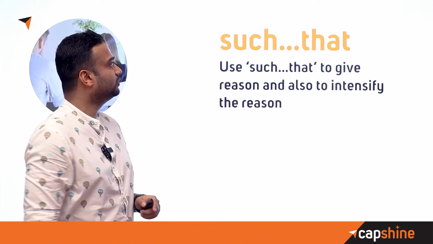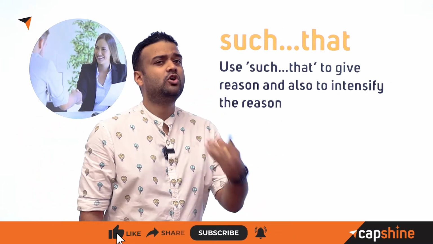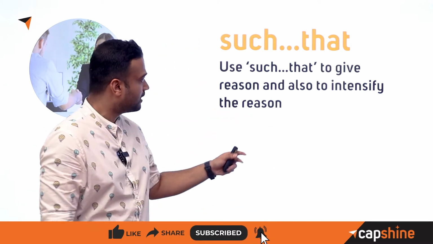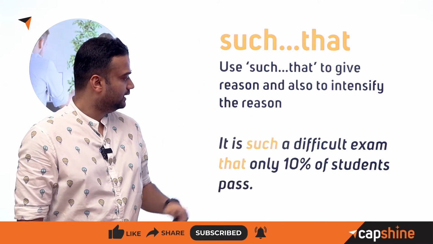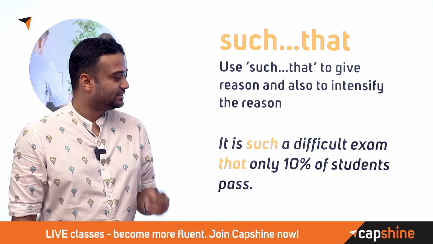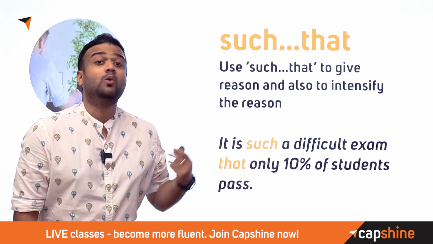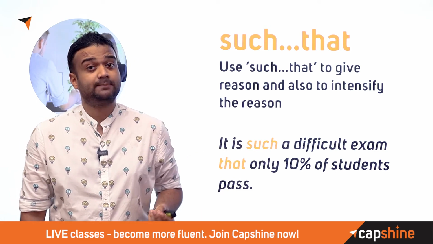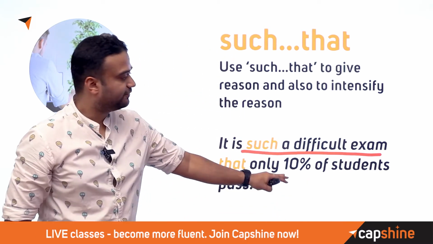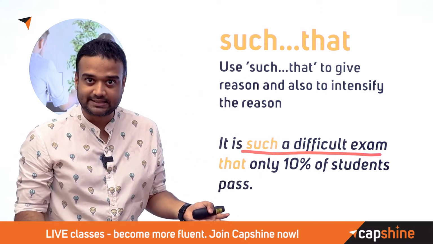A similar example is such that. Plays almost the same role, but it's used in different contexts. For example, it is such a difficult exam that only 10% of students pass. Why do only 10% of students pass? Because it's such a difficult exam. The reason followed by the event itself.